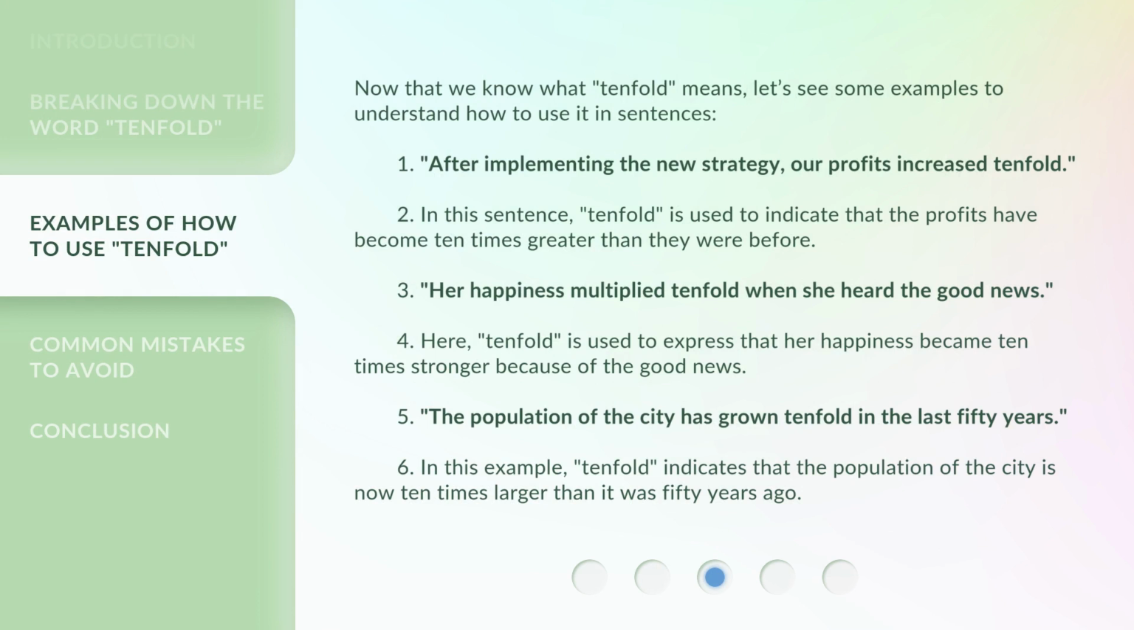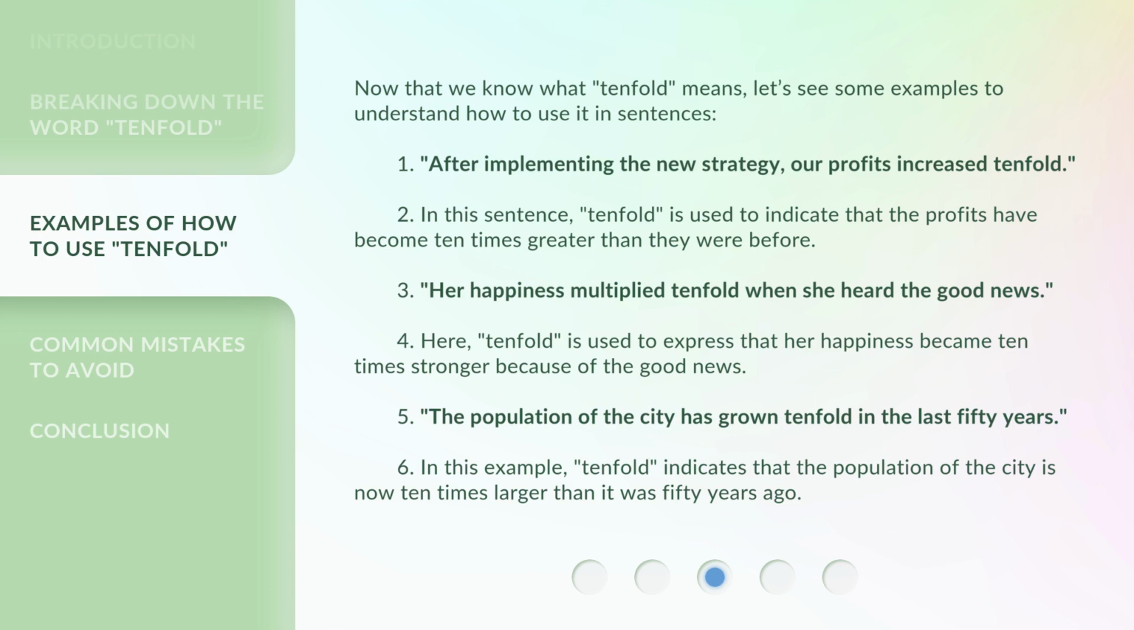Now that we know what tenfold means, let's see some examples to understand how to use it in sentences. 1. After implementing the new strategy, our profits increased tenfold. 2. In this sentence, tenfold is used to indicate that the profits have become 10 times greater than they were before. 3. Her happiness multiplied tenfold when she heard the good news. 4. Here, tenfold is used to express that her happiness became 10 times stronger because of the good news.